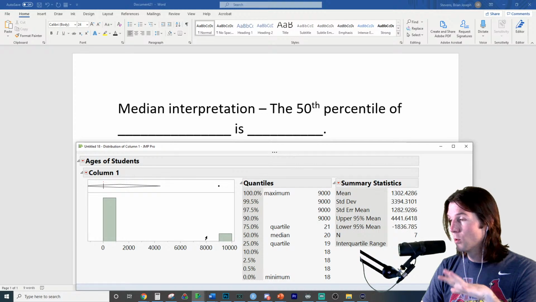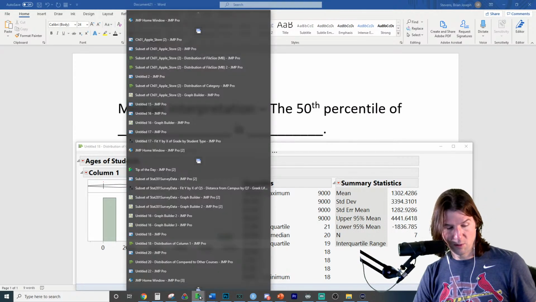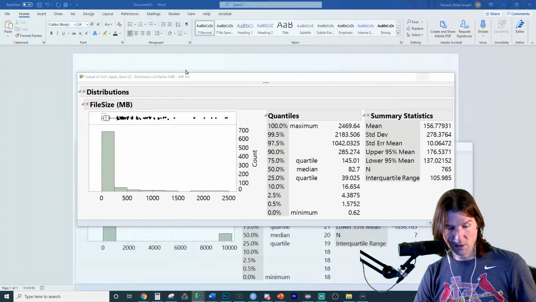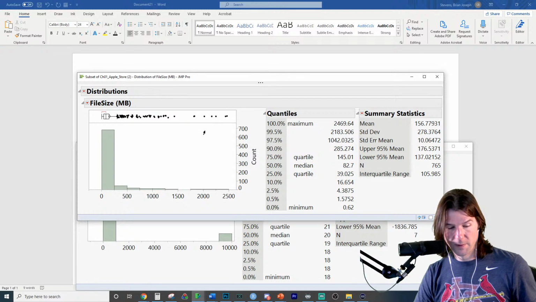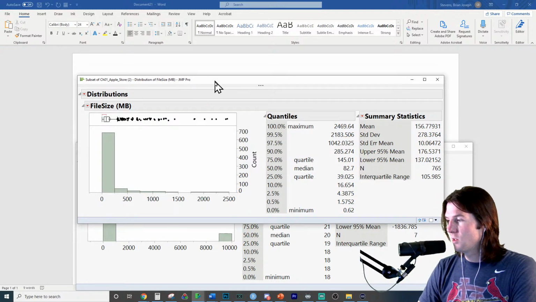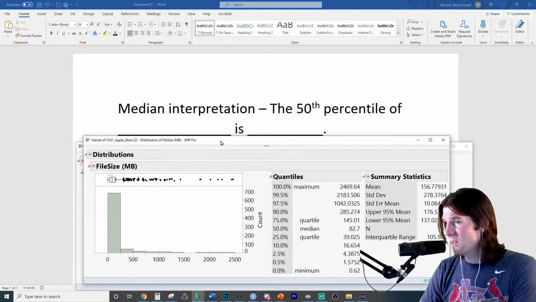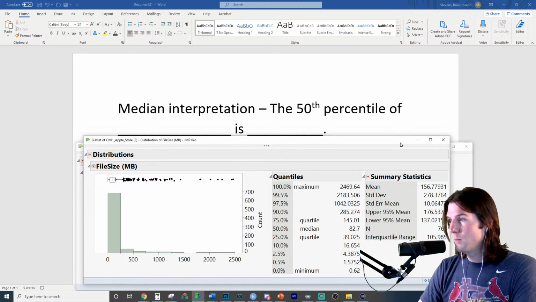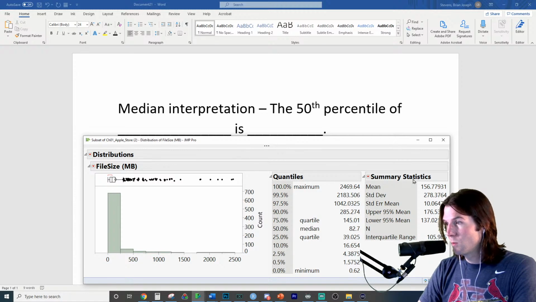The histogram, your histogram should look more like, I think I have one that looks more like yours. Your histogram should look more like this. Did people get a histogram that looks somewhat similar to this? And you can see there's where the mean is at. And do you notice that the mean follows the skew? Does everyone see right here that the mean, which is 156, is above the median?